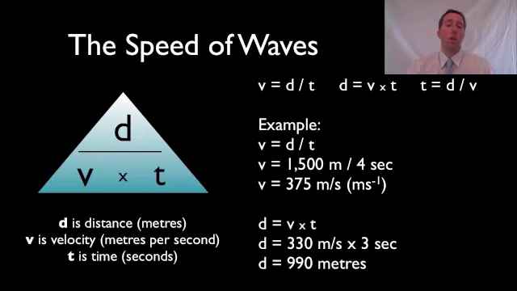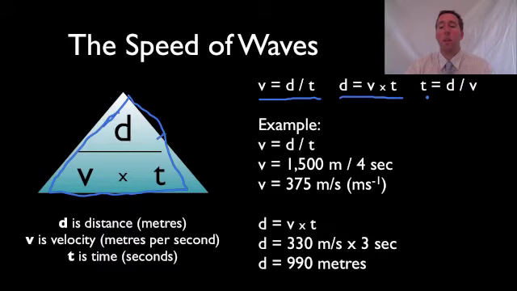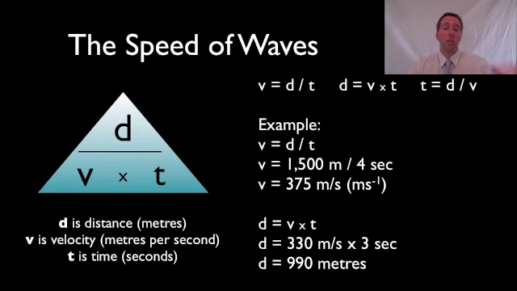And we can use this equation, or really this triangle I've drawn here, to calculate either the velocity or the speed of a wave, which is distance divided by time. The distance is velocity times time, and the time is distance divided by velocity. You've got to make sure the units are right. It's meters for distance, meters per second for velocity, and seconds for time. And that's really how you calculate the speed of waves, and also how you calculate the distance that a wave has traveled or the time it took to travel it.